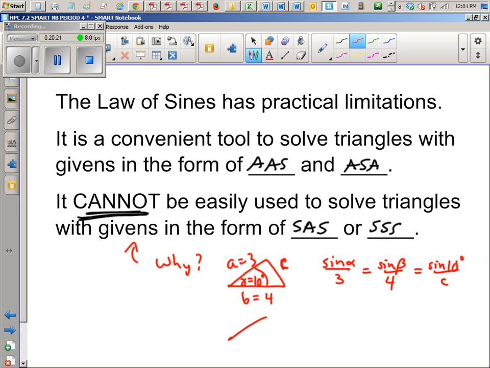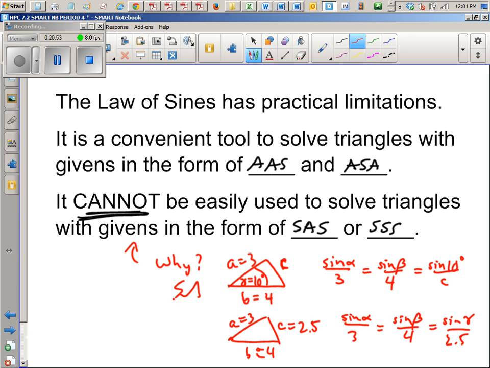It's also not good for SSS. Let's say you have sides 3, 4, and 2.5 or something. How are you going to solve this? You know, sine alpha over 3 equals sine beta over 4 equals sine gamma over 2.5. Every time you pick two fractions to cross multiply, you find yourself dealing with two variables. That's not good. The best way to handle these two problems, SAS and SSS, is to use the law of cosines. So in other words, this is not the right tool for the job. Law of sines is great for AAS and ASA.